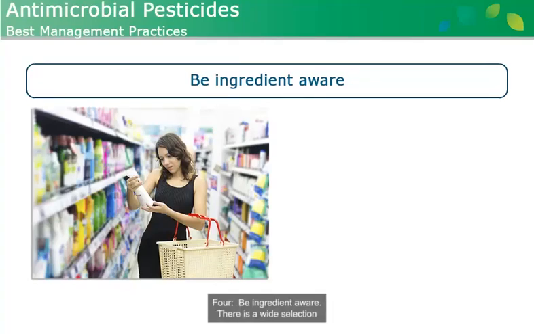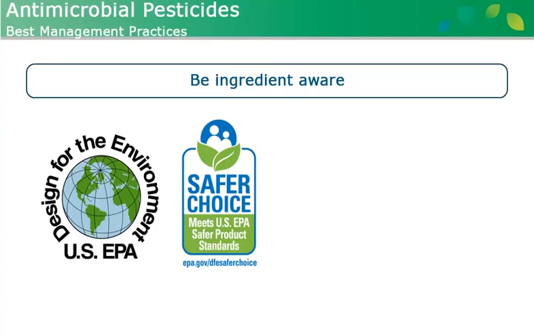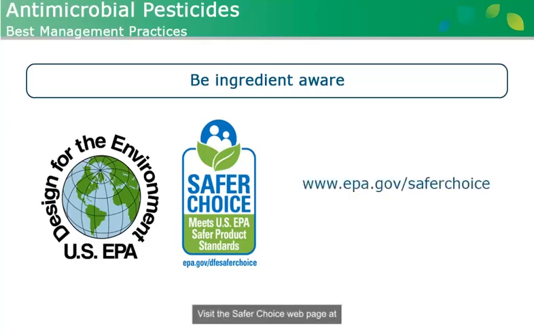4. Be ingredient aware. There is a wide selection of cleaning products and antimicrobial pesticides on the market these days. Some may contain ingredients that you or your students are sensitive or allergic to. The US EPA has programs called Design for the Environment and Safer Choice that list all-purpose cleaners and antimicrobial pesticide products that fit their criteria as having less health and environmental impacts. Visit the Safer Choice webpage at www.epa.gov/safer-choice to find cleaning and antimicrobial pesticide products that work for you.